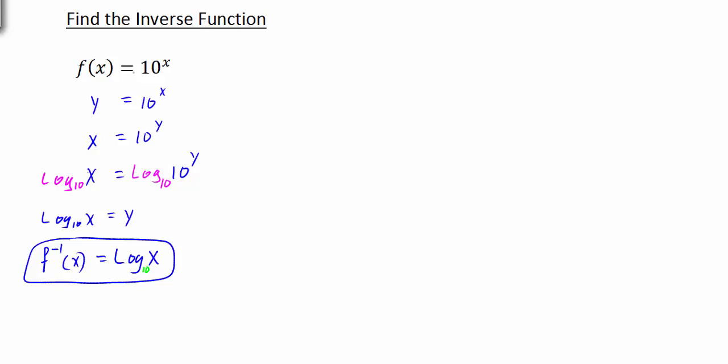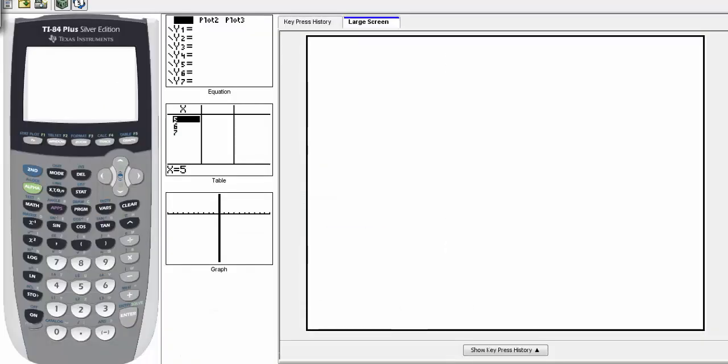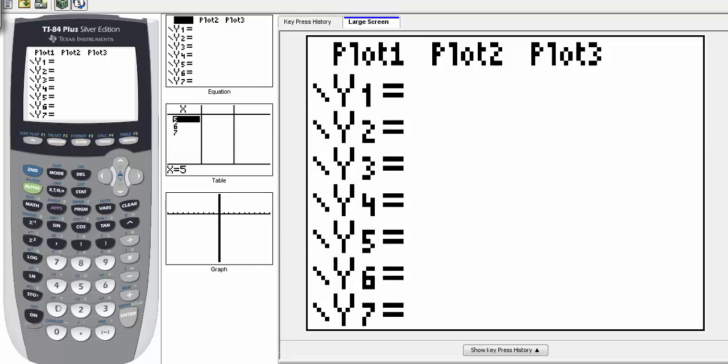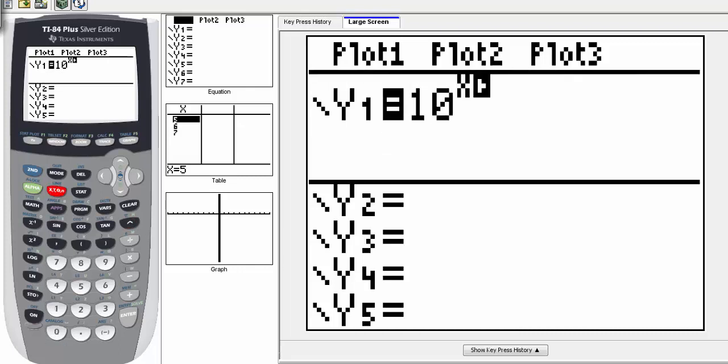So here we had the function 10 to the x. This is your exponential function. And the inverse function of that is log base 10 of x. So you'll notice here that these are inverse functions. So I want to look at the graph of f of x equals 10 to the x. And we can go to the calculator and do that. We can say y equals, and take 10 raised to the power of x.